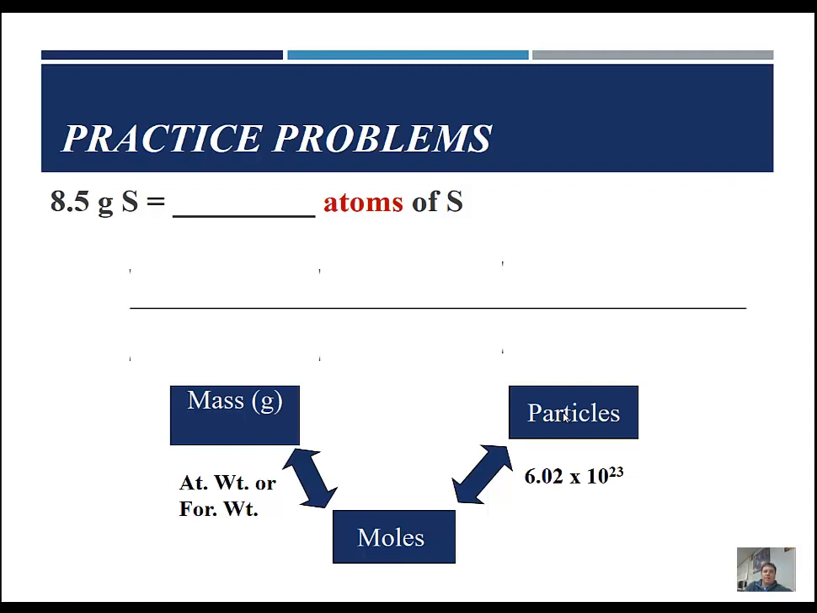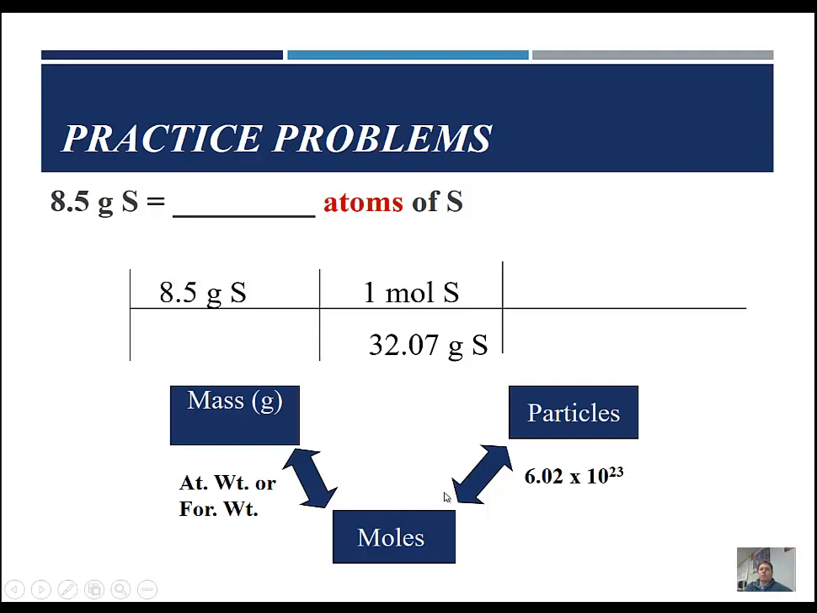What we're given is 8.5 grams of sulfur. First thing I have to do is convert it to moles. I'm going to use my atomic weight, or what we call molar mass, right? And so I know that 1 mole of sulfur weighs 32.07 grams. I got that straight off the periodic table.